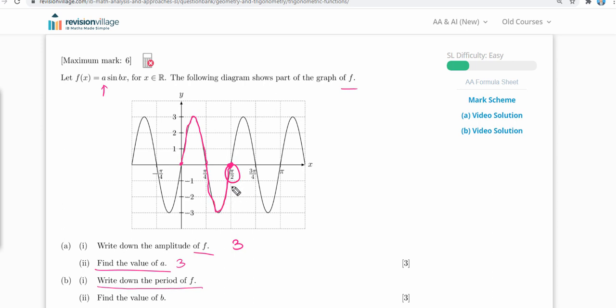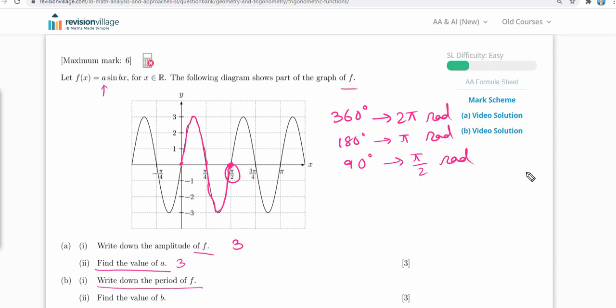complete one cycle. Pi by 2 is basically the angle in radians, and let me tell you briefly that a 360-degree angle is equal to 2 pi radians, or we can say 180 degrees is equal to pi radians, and 90 degrees is equal to pi by 2 radians. This is how you can convert angles from degrees to radians. Anyway, coming back to the question, write down the period of f, so that is pi by 2.